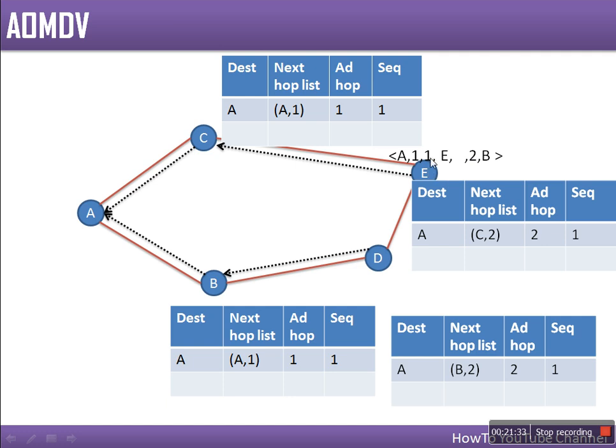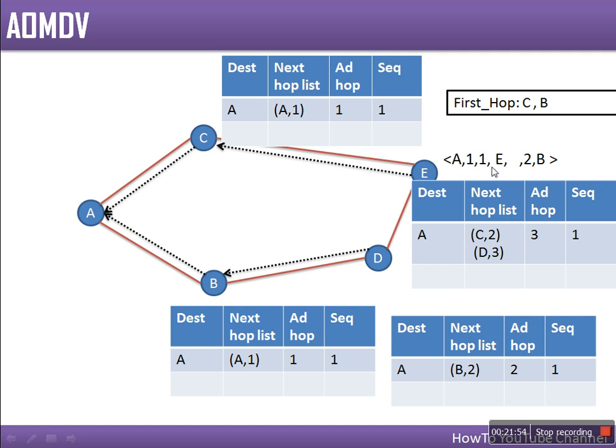So E is receiving one more route request packet. So E will look here. E will find out this packet is coming from neighbor B, and previously it has received a packet which came via neighbor C. So if a route request packet is coming from a different neighbor, it will be inserted in the routing table. So node E also creates one entry for that route request packet.